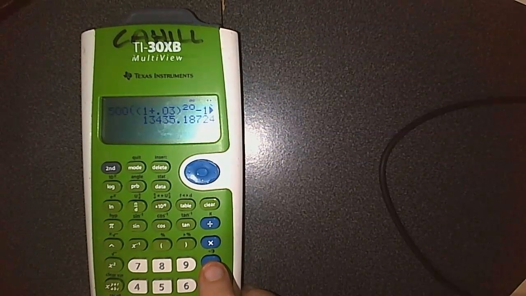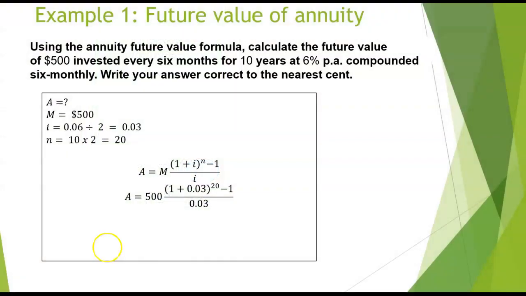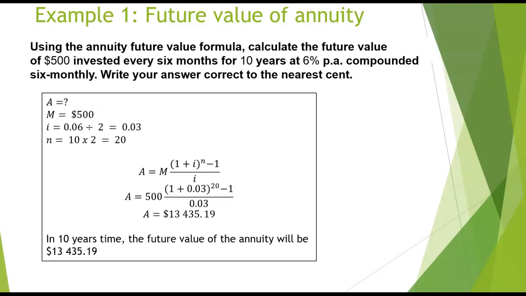gives me $13,435.18724. Now don't forget we're talking about money, so we need to round this to the nearest cent. So it's going to be $13,435.19. So here we are. To the nearest cent, in 10 years' time, our future value of the annuity is going to be $13,435.19.